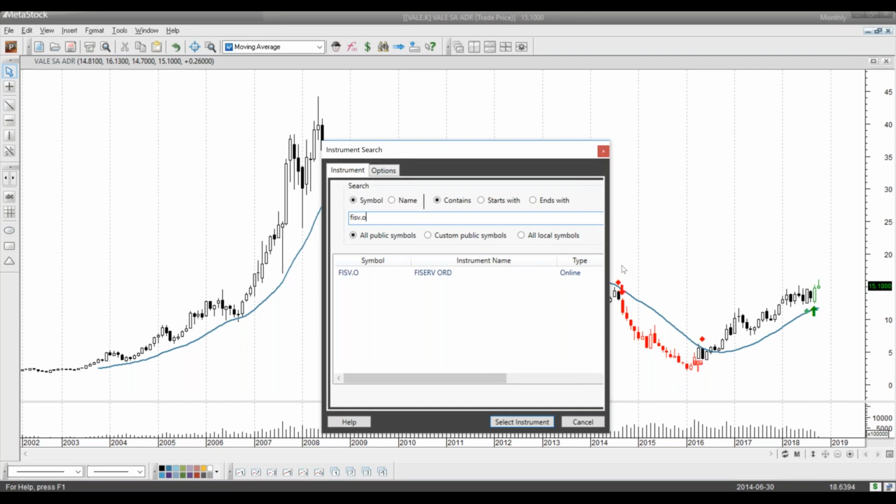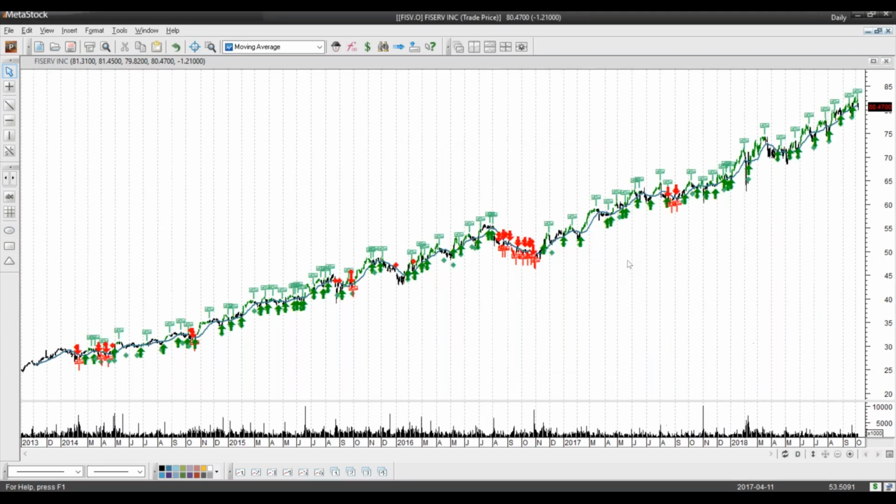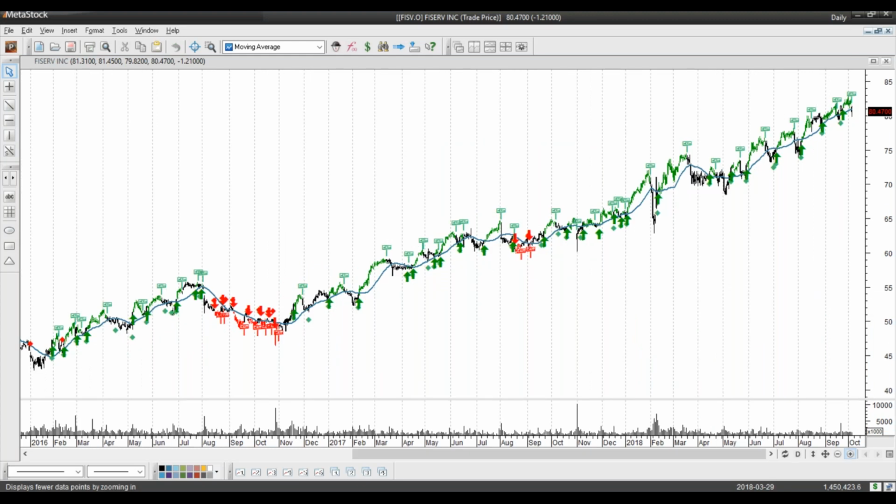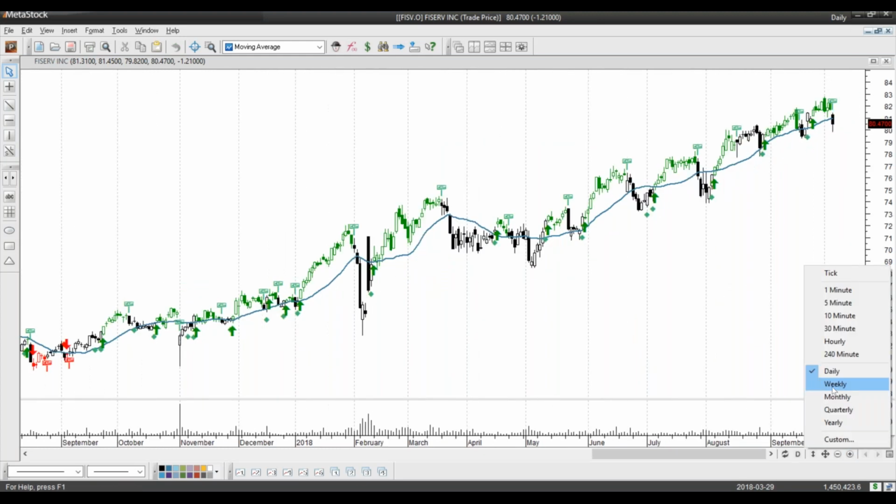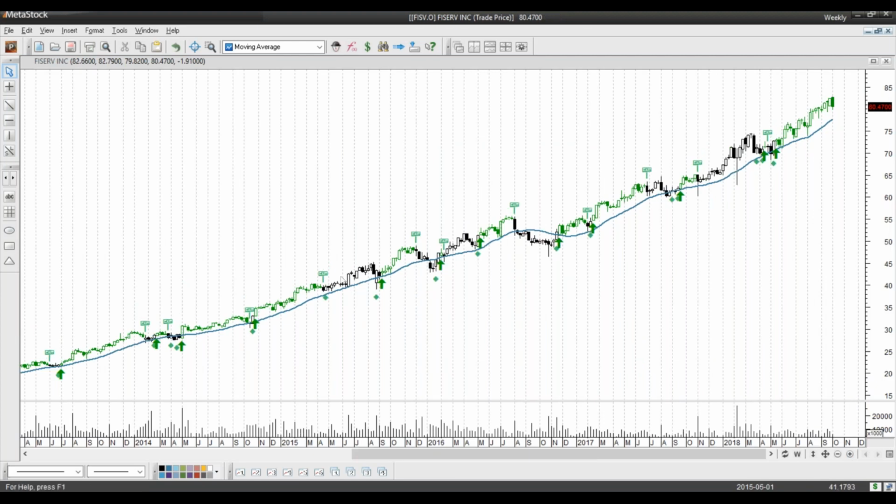Let's have a look. There's the daily. So again, nice, strong, trending stock. Any time frame. Let's look at the weekly. There it is. And I often get asked, why is it getting you out here? If it got you in here, why doesn't it just keep you in for the rest of the time? Why is it getting me out and back in and then out and back in and so on?